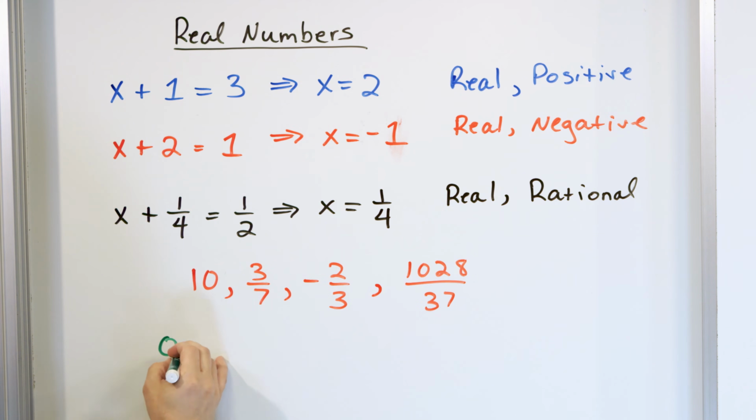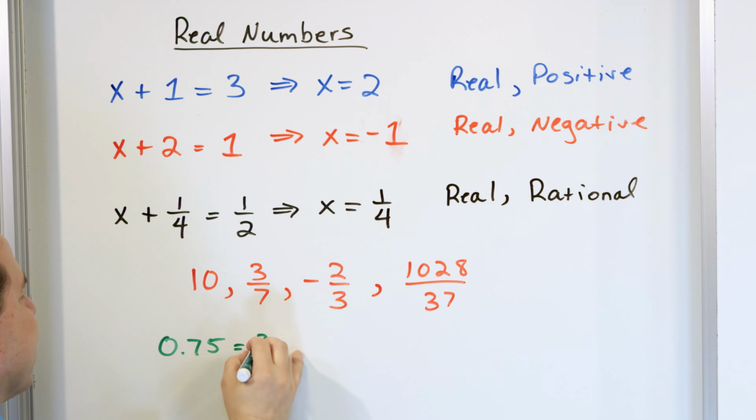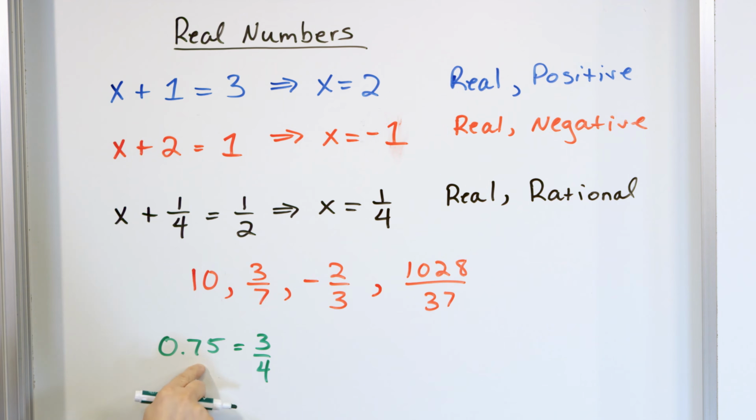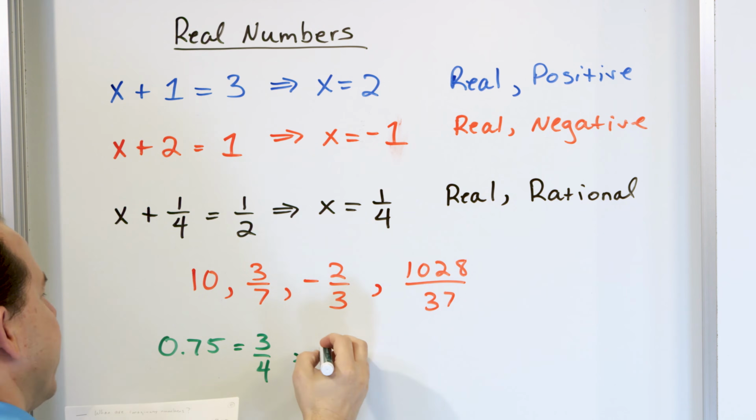Let's take a look at 0.75. You might say, well, that's not a fraction. However, you can write this as 3/4. That's a fraction. So this decimal is disguised. It's a rational number too. And it turns out that other decimals are rational.